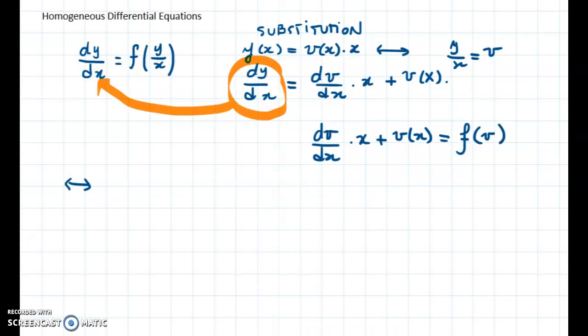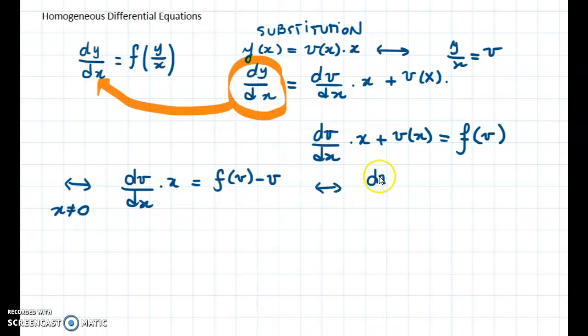Let me go one step more. I'm going to say that the derivative of v with respect to x times x has to be the same as the function at v minus v. And if x is different from 0, then we can divide by x, and we are going to have that our differential equation looks like the derivative of v with respect to x is the same as the function f evaluated at v minus v, all of this times 1 over x. And this is a separable differential equation that we can solve.